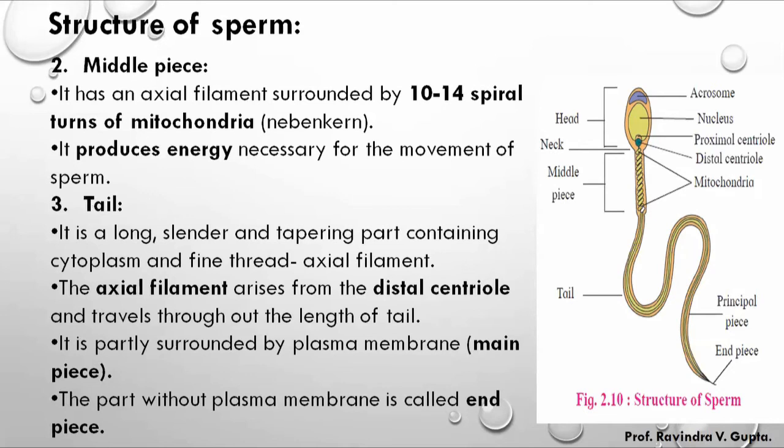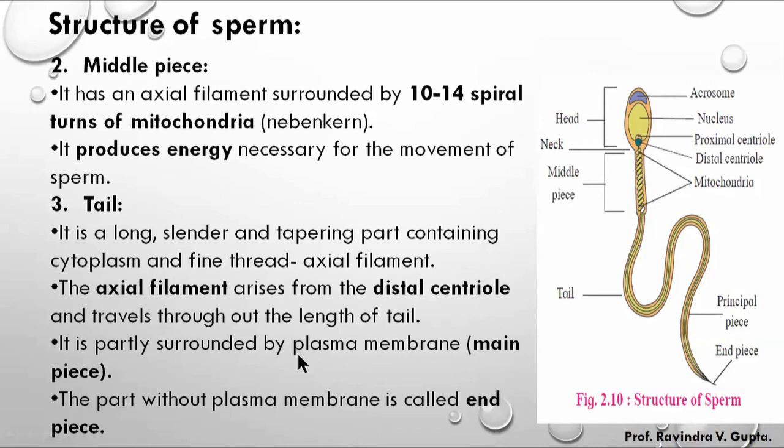Now the next part, that is a bigger part. The next bigger part of the sperm is called the tail. The tail is a long, slender, and tapering part. Both parts are tapering, and the end part is tapering, containing cytoplasm and a fine thread of axial filament. Means this axial filament which is coming from the middle piece is present inside the tail also. The axial filament arises from the distal centriole, it comes from near the distal centriole, a thread-like part, that is the axial filament.